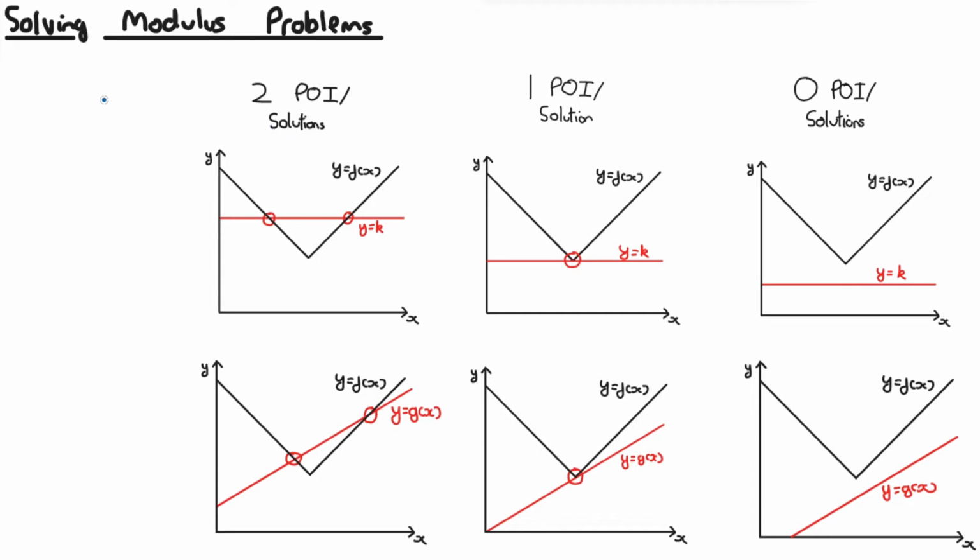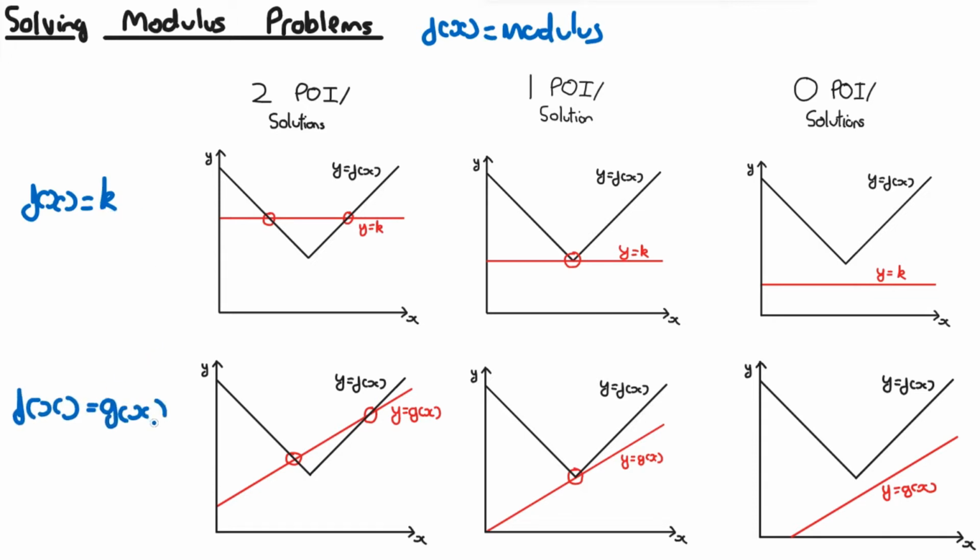It's common for a question to say something like the equation f of x is equal to k, where f of x is some sort of modulus and k is some sort of constant. It could also be something like f of x is equal to g of x, again where f of x is a modulus and g of x is something like x plus k, where k is a constant. And it will say that this equation either has two solutions, one solution, or zero solutions.